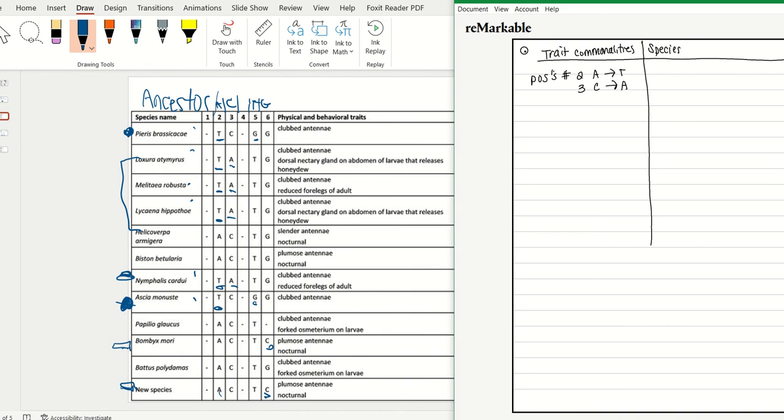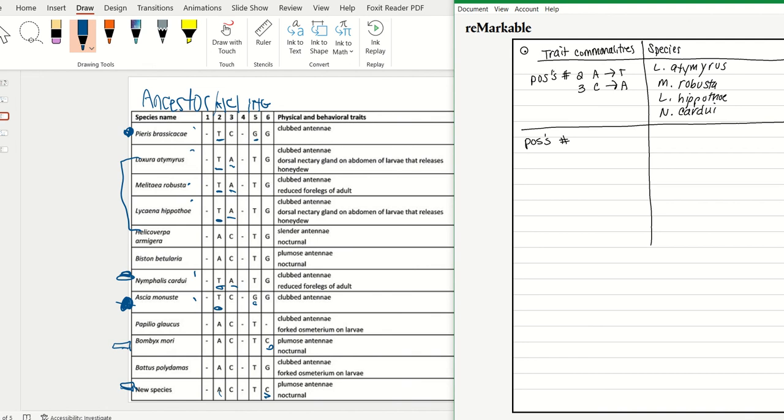So we have L. atomyris, M. robusta, L. hippothe, and what was the last one? N. cardui. Okay. And now for my positions.